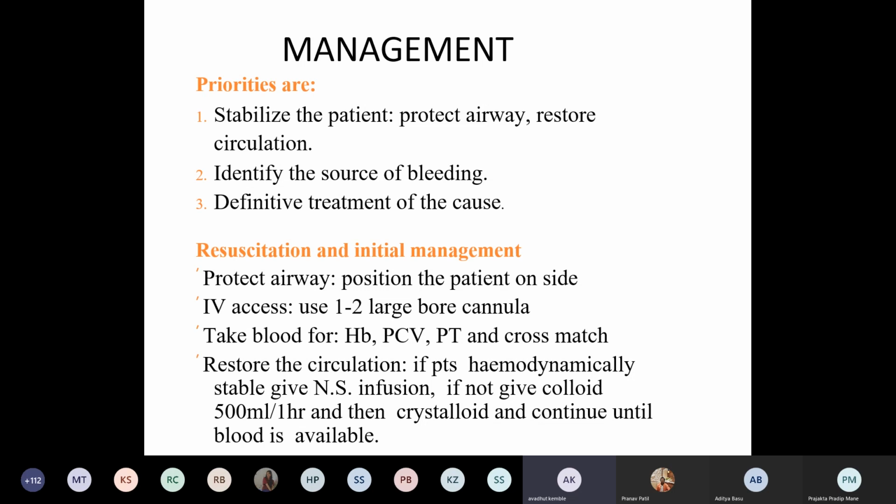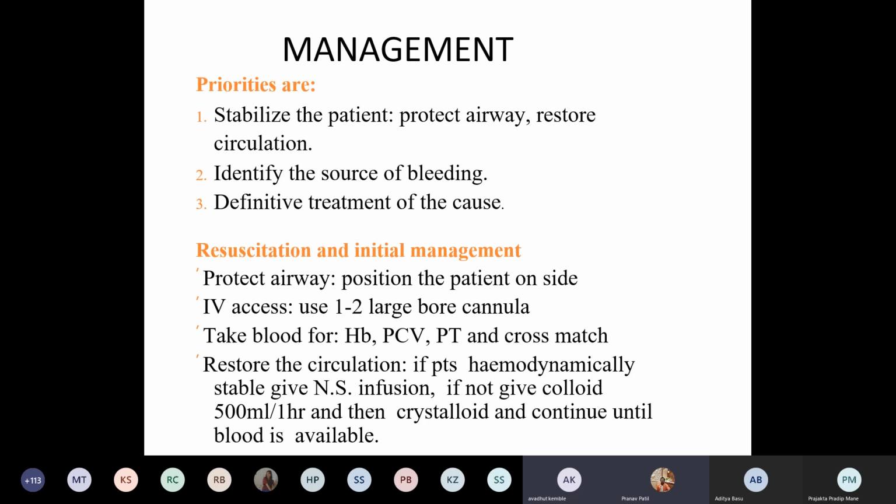Now, management-wise, there are various priorities. Usually the patient is taken into an intensive care unit. First, you have to stabilize the patient, protect his airway, and restore circulation. Maintain the proper airway, otherwise there will be more aspiration, and restoring circulation is going to be important. Second, you have to identify the source of bleeding. Once you identify the source, you know what treatment has to be chosen, and then you go ahead with the definitive treatment of choice.